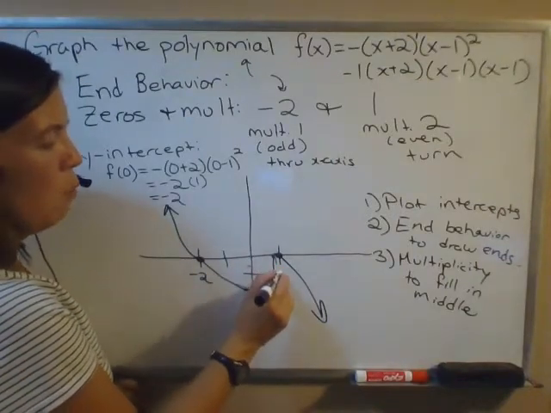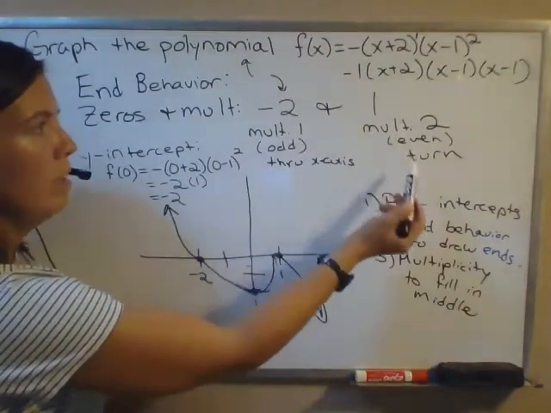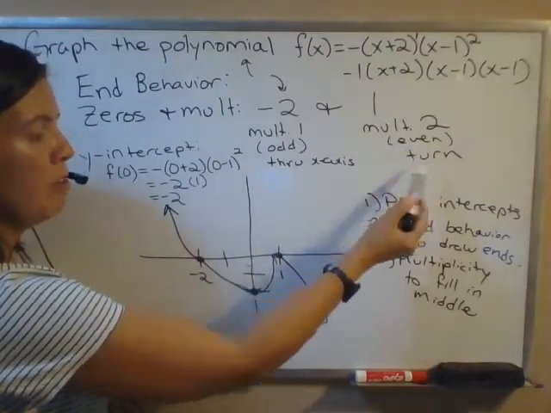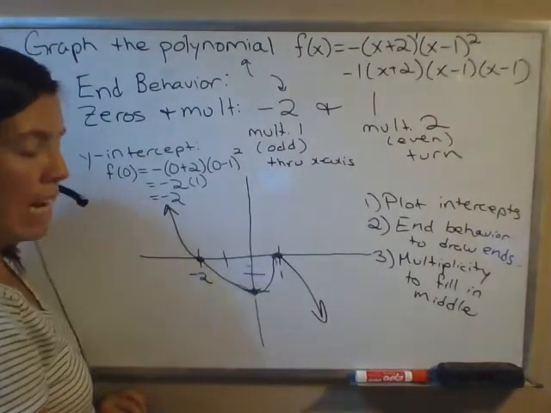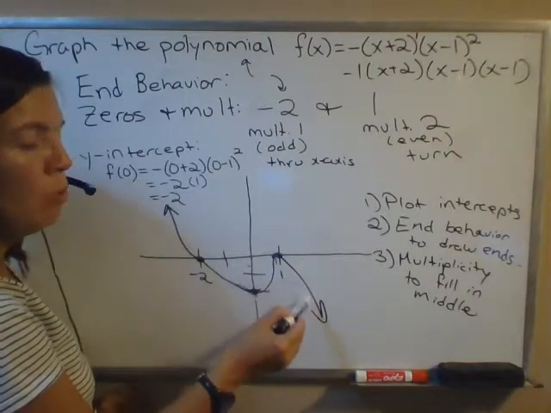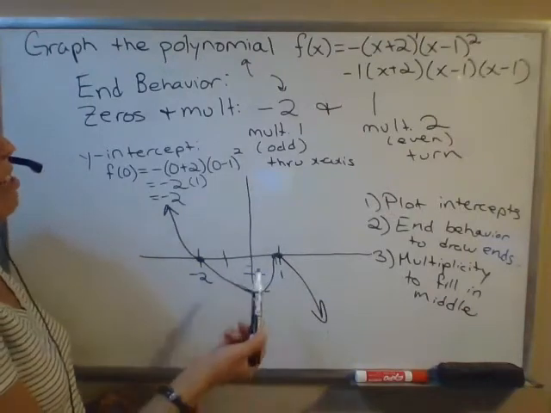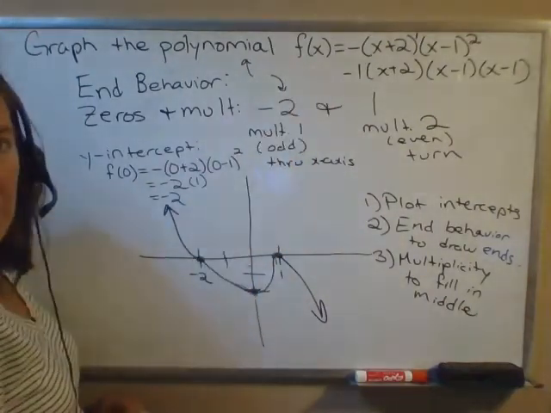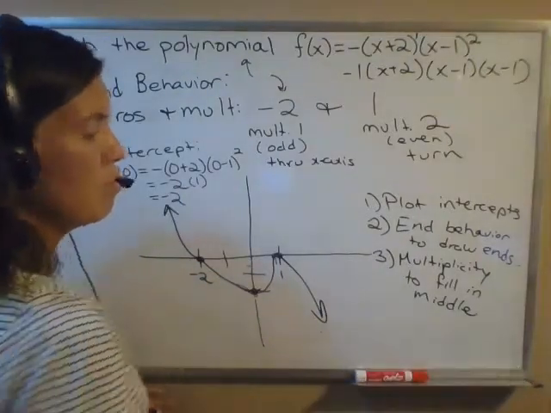Okay, now at 1, we've basically got the graph filled in at this point, but at 1, we know it's even multiplicity, so we were expecting the graph to touch and turn around, which is what was going to happen anyway, because we were going to come up, touch the next intercept, and then we already knew because of the end behavior that the graph should go back down from there. So here's a decent sketch of that function, -x plus 2 times x minus 1 squared.